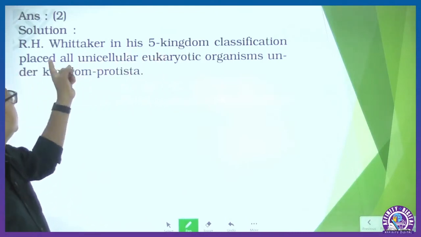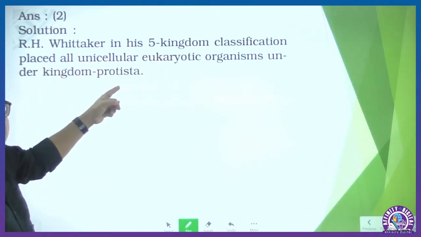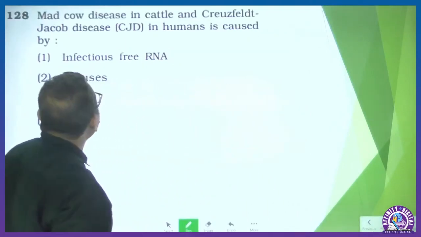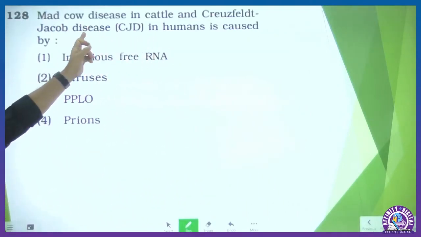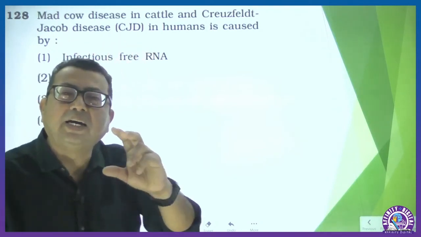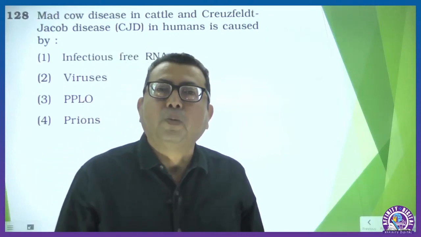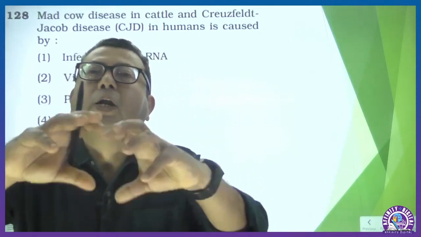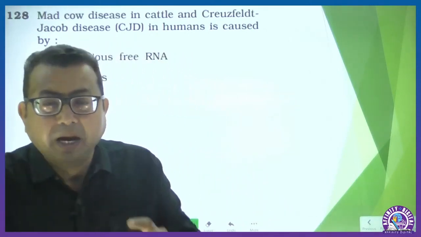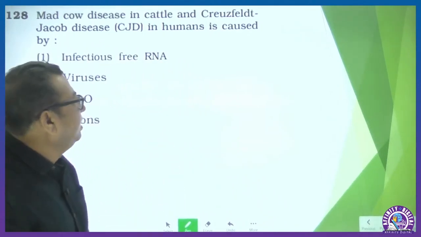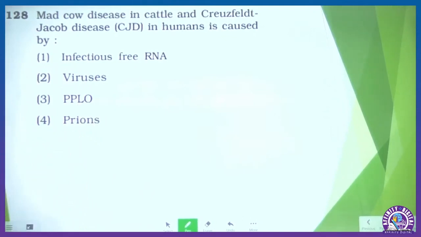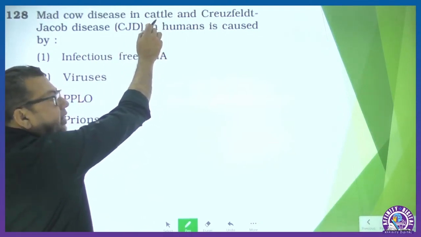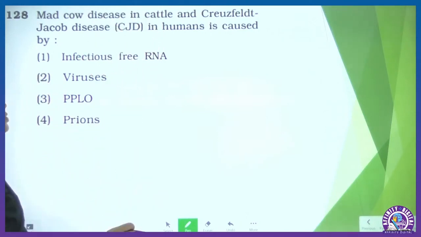So the answer for this question is kingdom Protista. In fact, he placed all unicellular eukaryotic organisms under kingdom Protista, and the organisms given in the options are all unicellular eukaryotic organisms. Next question: mad cow disease in cattle and Creutzfeldt-Jakob disease in humans are degenerative diseases in mammals. These are caused by a group of infectious proteins, a misfolded version of a normal glycoprotein of the brain of mammals, called prions. Mad cow disease in cattle first occurred in Great Britain with respect to cows.